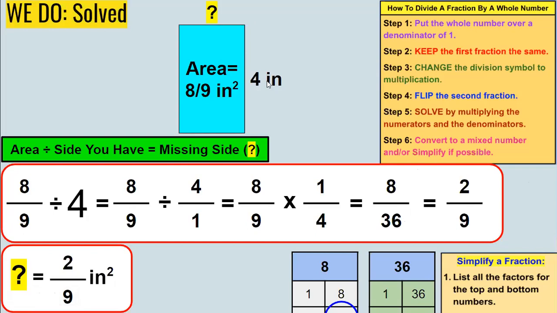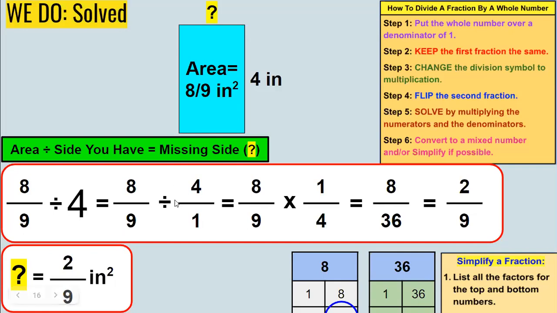Any questions about that or dividing and multiplying fractions? Does everyone understand why we didn't just multiply by 4 over 1? Can someone please explain that? That's a mixed number, and you can't really divide by a fraction by a mixed number.